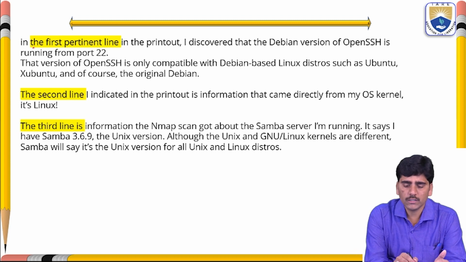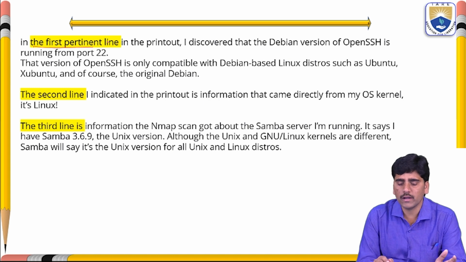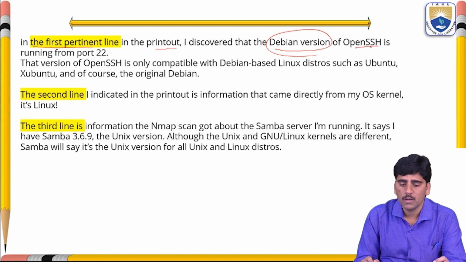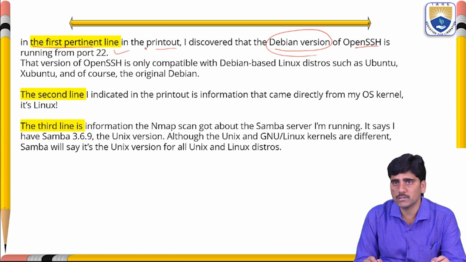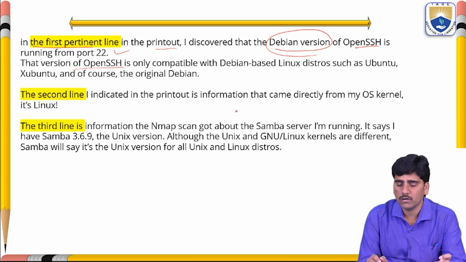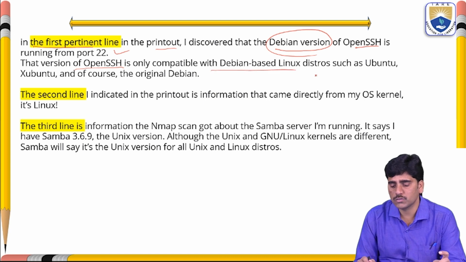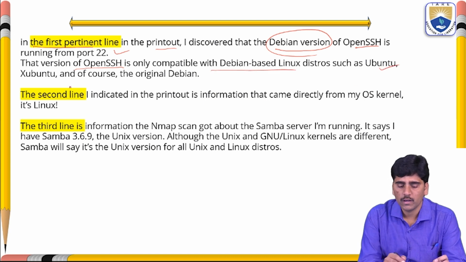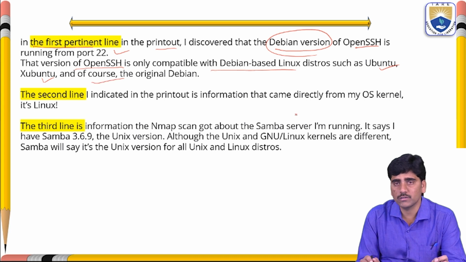As we said on the screen, in the first line of the printout, it discovered that a Debian version of OpenSSH is running on port number 22. So the port is displayed and the Debian version is displayed. That version of OpenSSH is only compatible with Debian-based Linux distros such as Ubuntu, Xubuntu, and of course the original Debian. These are all the first displays.